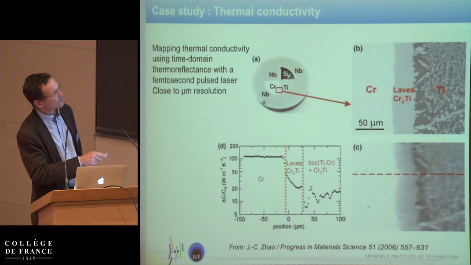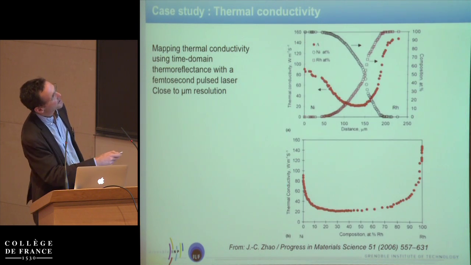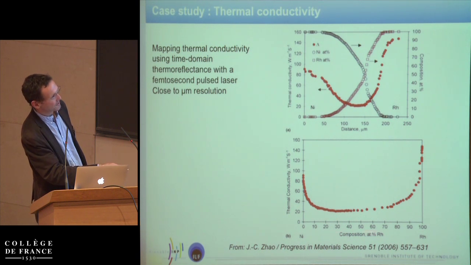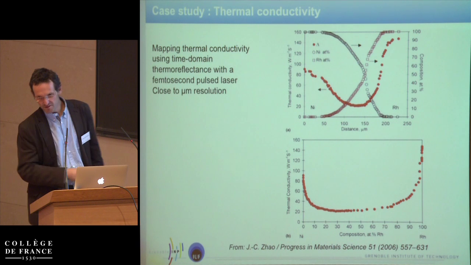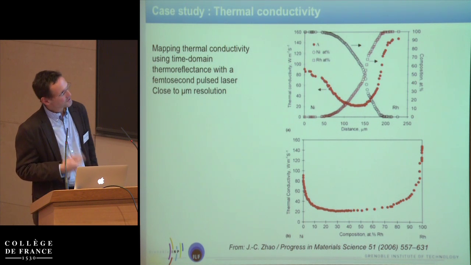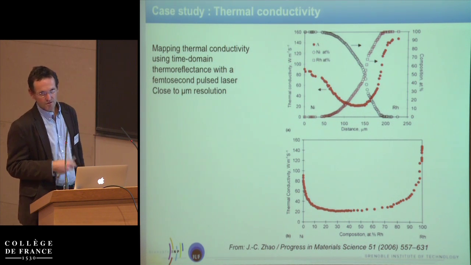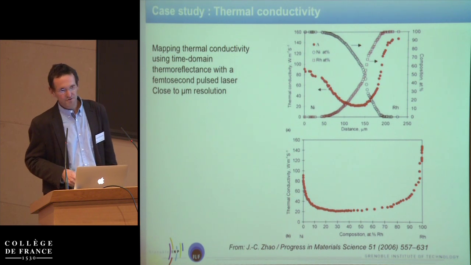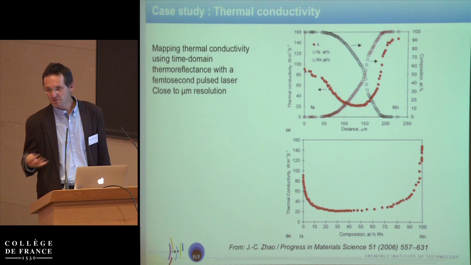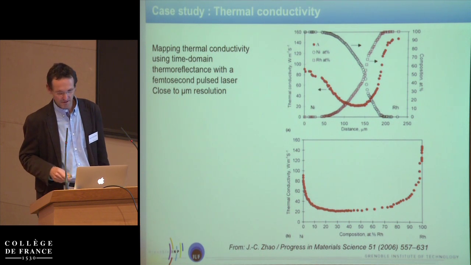And then, using diffusion couples or diffusion multiples, you can, for instance here, get a map of the thermal conductivity as a function of composition in a nickel-rhenium diffusion couple. And this, for instance, you could couple with mapping of electrical resistivity if you want to make thermoelectric materials, for instance.